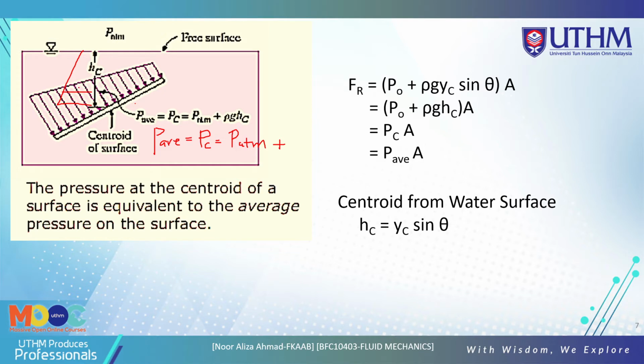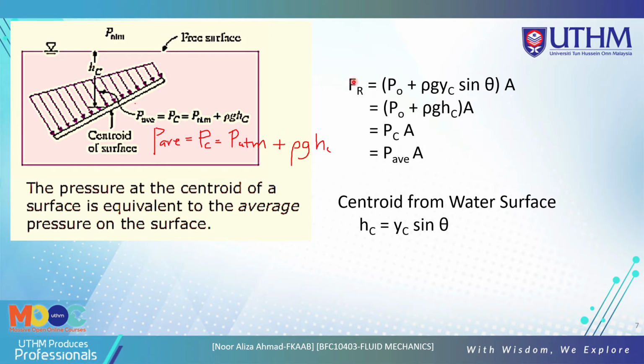We have learned that the pressure is the density of fluid times G times H. Actually H is the distance from the water surface until the centroid, so we get the C here.